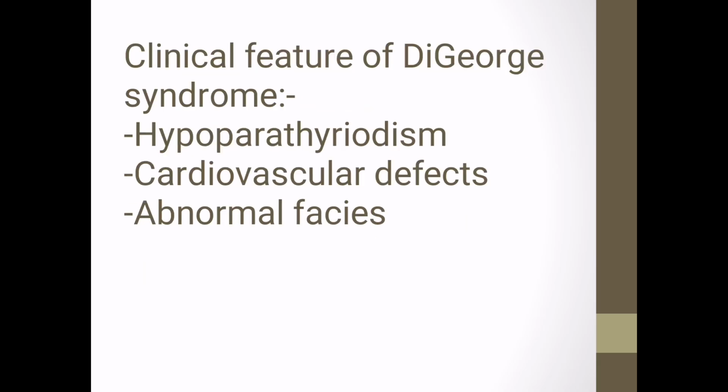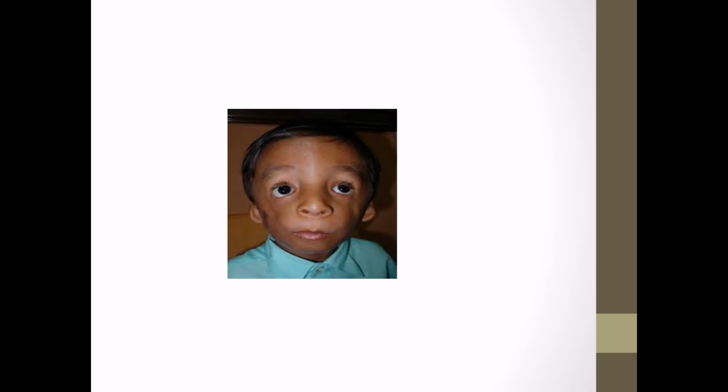Okay, and the clinical features of DiGeorge syndrome are hypoparathyroidism, with a low level of parathyroid hormone, cardiovascular defects, and abnormal faces. Usually they have abnormal faces. Okay, and this is a patient with DiGeorge syndrome. This is the face of a patient with DiGeorge syndrome.